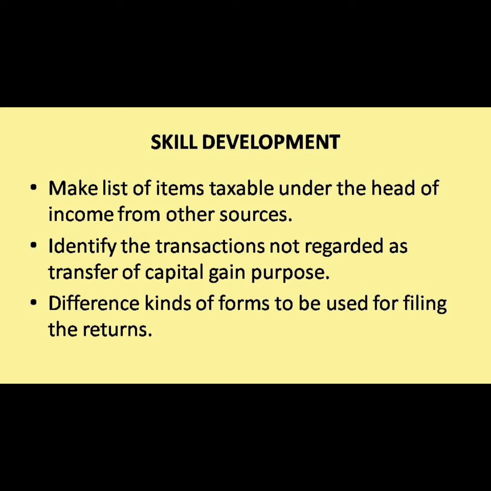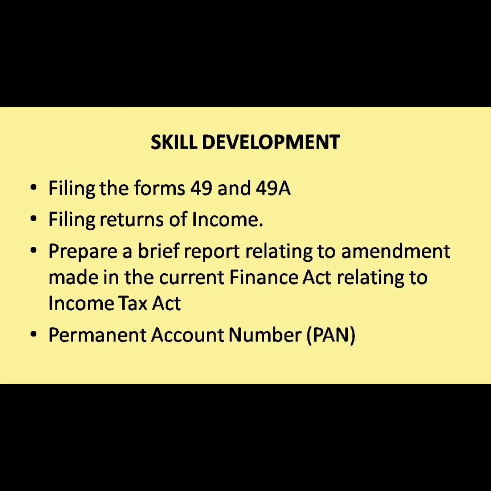First one, make a list of items taxable under the head of income from other sources. Second one, identify the transactions not regarded as a transfer for capital gain purposes. Third one, different kinds of forms to be used for filing the returns. Fourth one, filing the forms 49 and 49A. Fifth, filing returns of income.